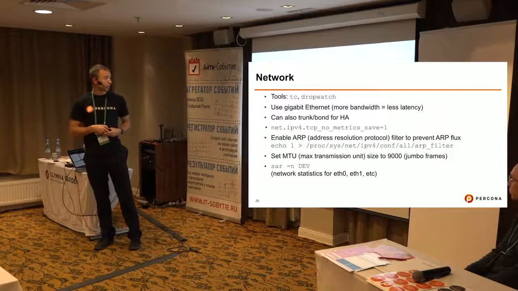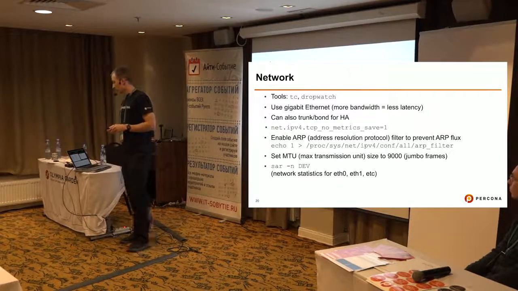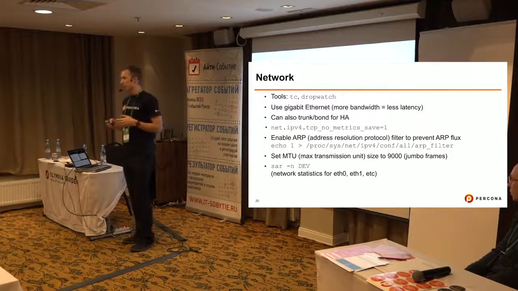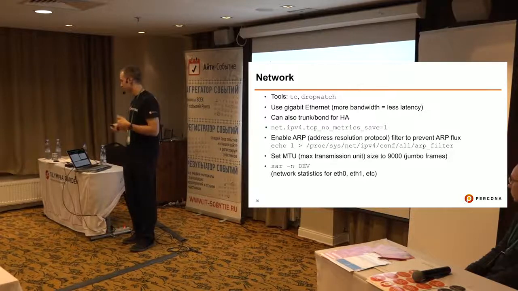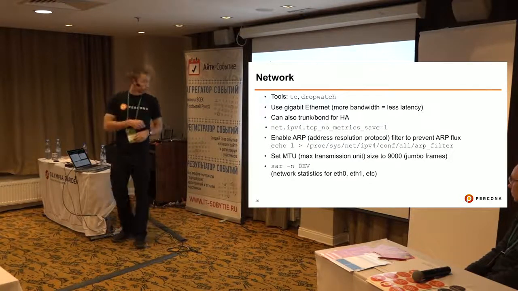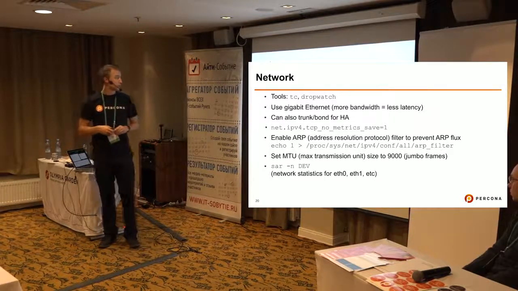tcp_no_metrics_save equals 1 is something that we enable so that TCP doesn't save the state when the connection breaks, because usually it will cache the state so that when it reconnects, it can use it as some initial parameters. But if you do this, then it will not do this caching and increase your performance.